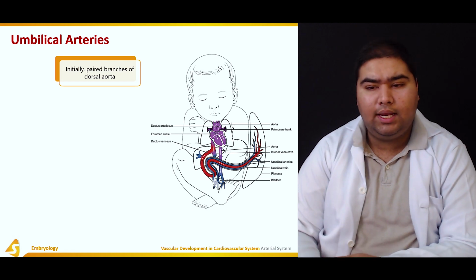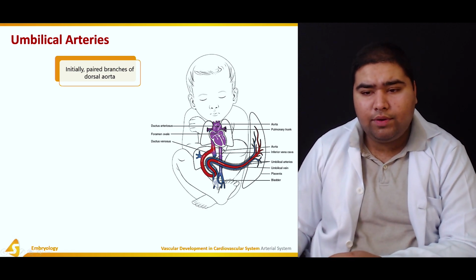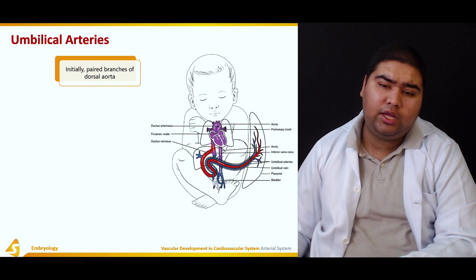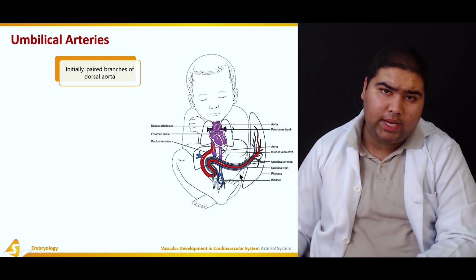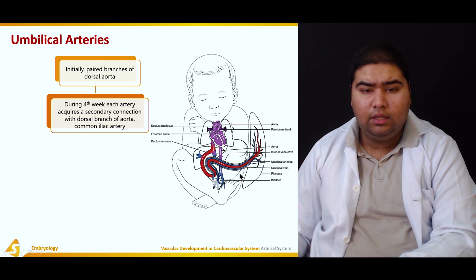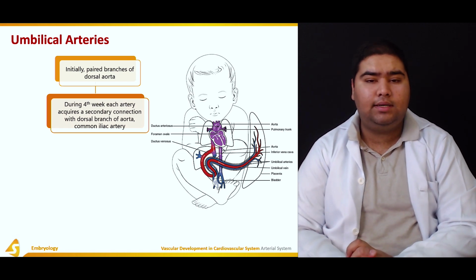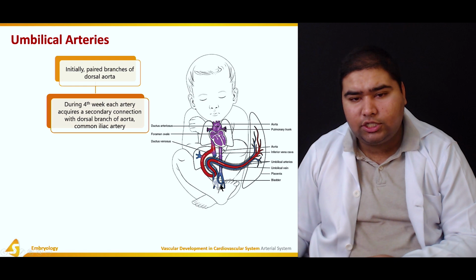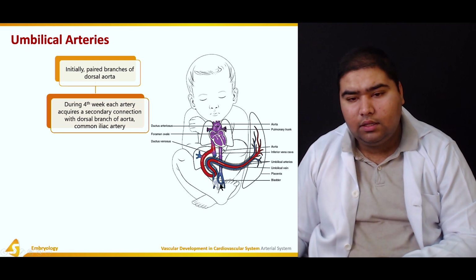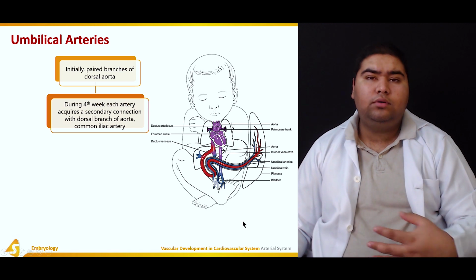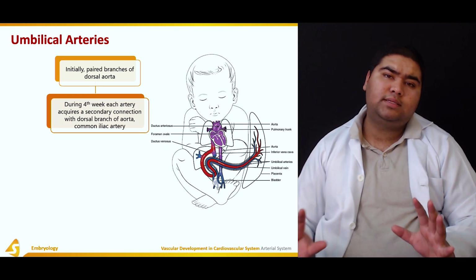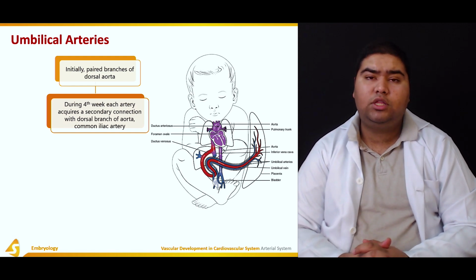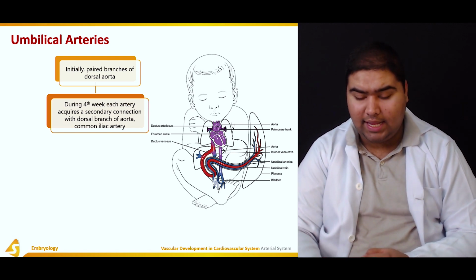Talking about the umbilical arteries, here you can see these are the umbilical arteries in blue. They're initially paired branches of the dorsal aorta, so they are two in number. During the fourth week, each artery acquires a secondary connection with the dorsal branch of the aorta, which is the common iliac artery.